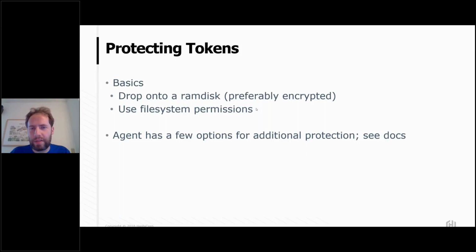One is you use file system permissions to control access, and the other is drop onto a RAM disk. Your tmpfs is often a RAM disk, and in many cases these days it's actually ephemerally encrypted. So every time you reboot, it just generates a new encryption key and uses that in memory. That's a pretty good way to do it because it's live as you need it, and if you reboot, it's gone.